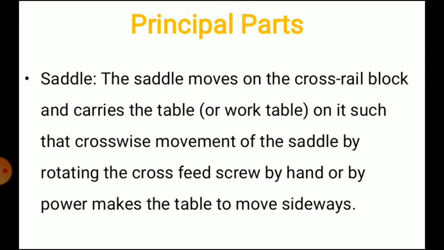So in short, with the help of crossrail, the table can be moved in a vertically upward or downward direction, and with the help of saddle, the table can be moved in a cross direction.